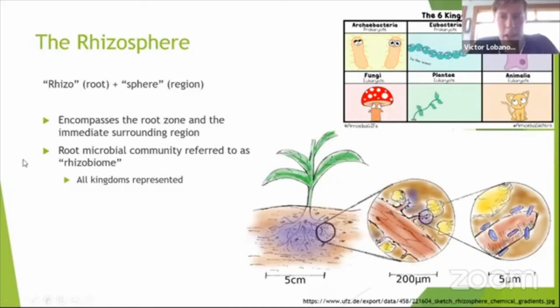And it's an environment that has all kingdoms represented. So you have archaea, bacteria, different kinds of protists, fungi, the plant itself, and also animals such as worms and nematodes. And when we refer to the living mass inside the rhizosphere, we call that the rhizobiome.